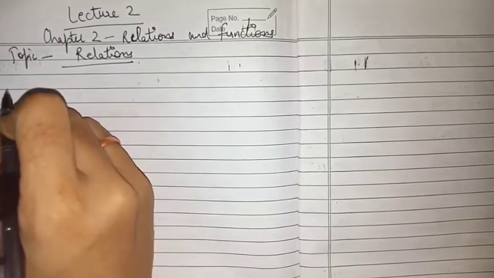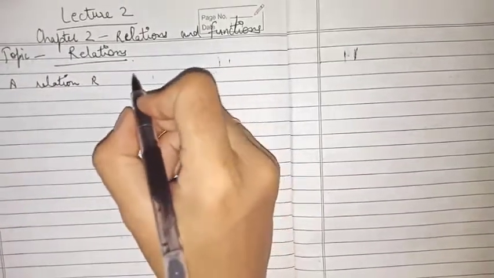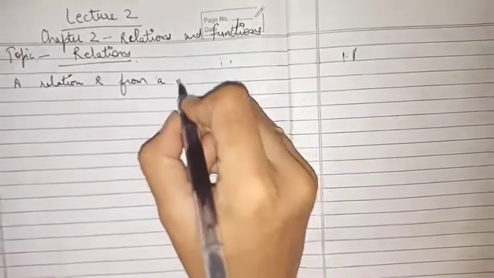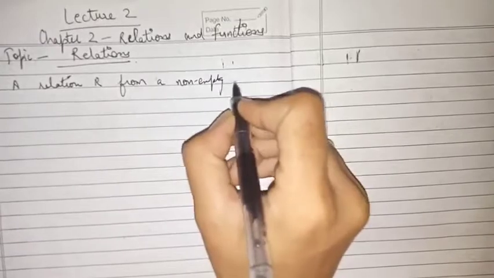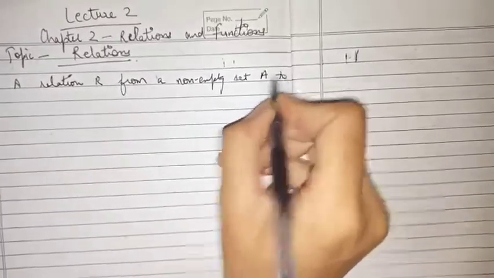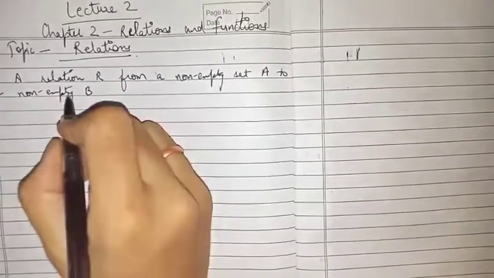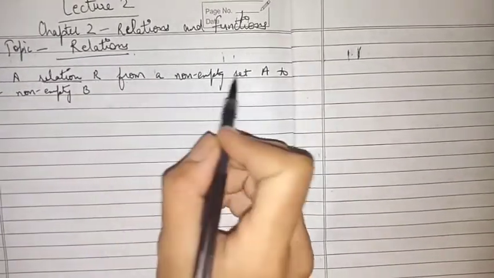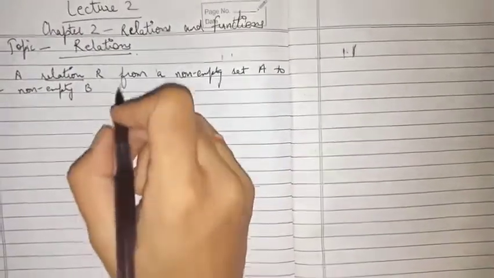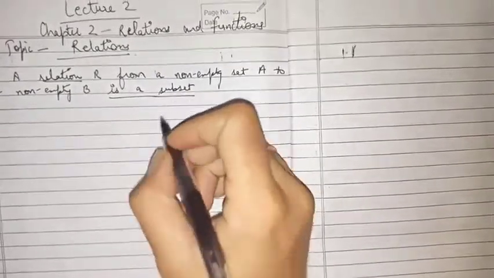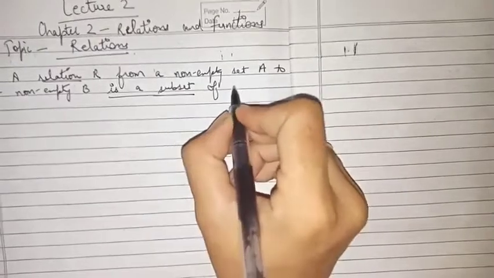A relation, we will denote relation by R, right? A relation R is the name of a relation from a non-empty set. The word non-empty is important, so I will not leave it. Non-empty simply means the sets are not empty; there is at least one element in both the sets A and B. So what is a relation? A relation from set A to B is a subset. But a subset of what? It is a subset of A cross B.